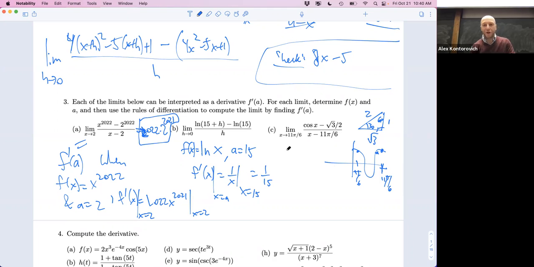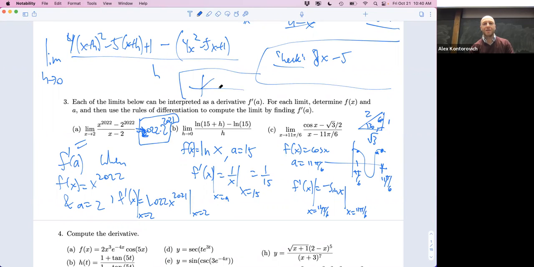So great. The function f of x is cosine. The point at which we're evaluating things is 11 pi over 6. The derivative of cosine, f prime, is negative sine, evaluated at x equals 11 pi over 6. Now I have to think about this. Now I have to draw the sine graph somewhere. Let me do it over here. The sine graph goes like this. 11 pi over 6 is over here.